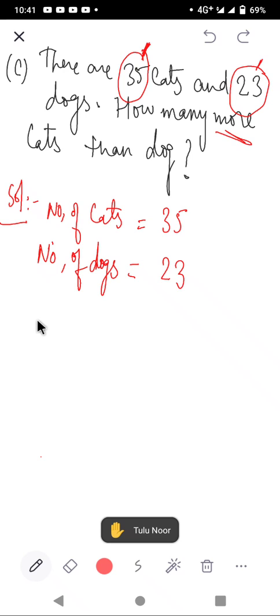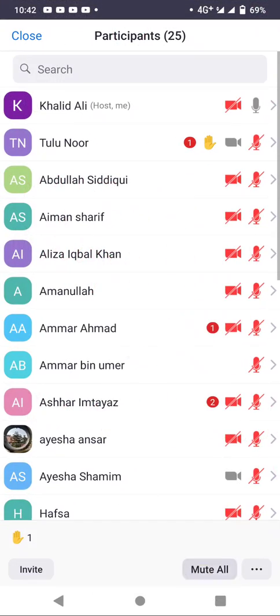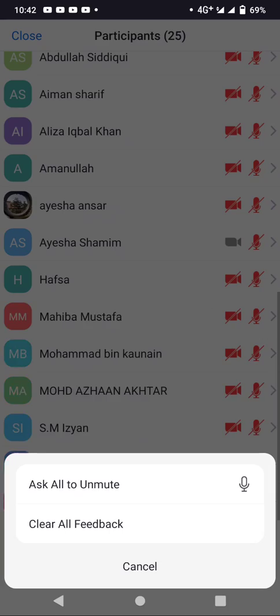So let's subtract it. 5 minus 3 is equal to 2. 3 minus 2 is equal to 1. So we can write 12 more cats than dogs. I hope you all have understood this. Yes, students. Yes, sir.